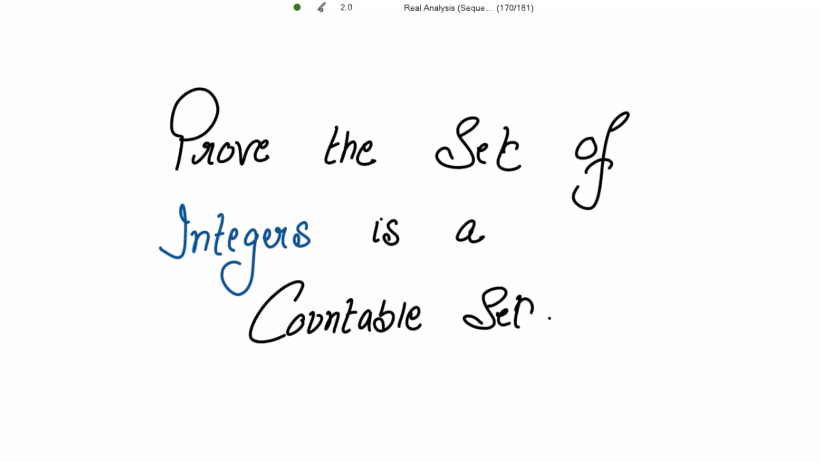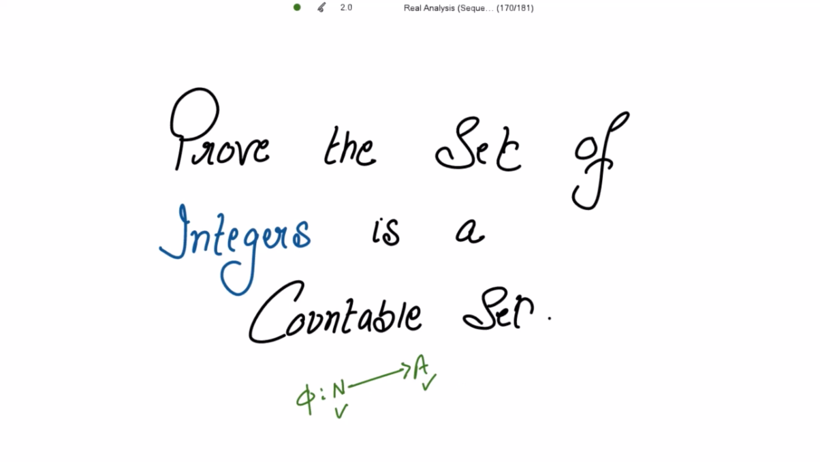Prove that the set of integers is a countable set. Now whenever we have to prove that a set is a countable set, we have to define a mapping phi from the set of natural numbers to the required set. Right? And there should be a one-to-one correspondence between the set of natural numbers and that set. Then we say that this A is a countable set.